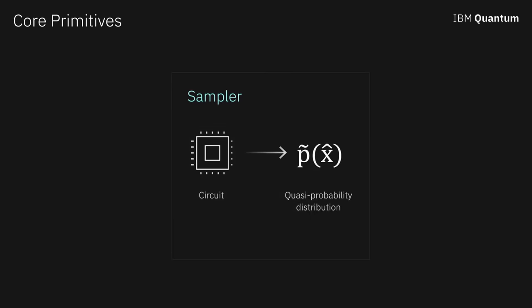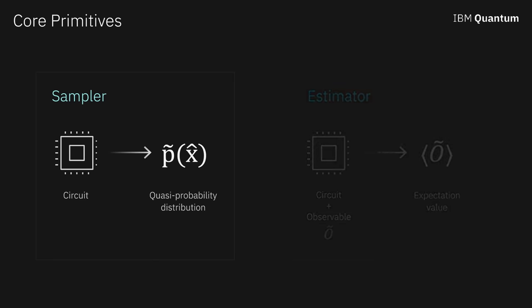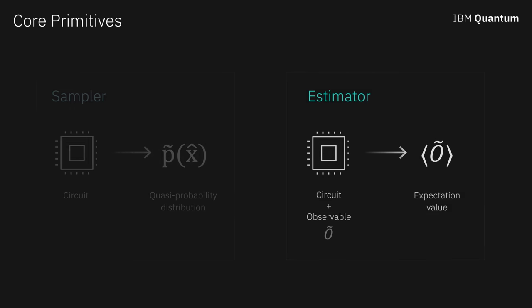The first two primitives we are making available are the Sampler and Estimator. The Sampler collects samples from a quantum circuit to reconstruct a partial probability distribution of the output. This is useful for search applications such as Grover's algorithm. The Estimator allows users to efficiently calculate expectation values of operators. These operators can be used in a variety of applications. For instance, they can represent the electronic structure of a molecule, the magnetization of a spin material, or the kernel of a machine learning problem, and much more.